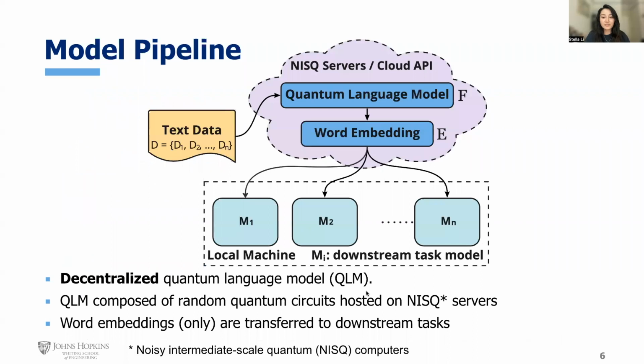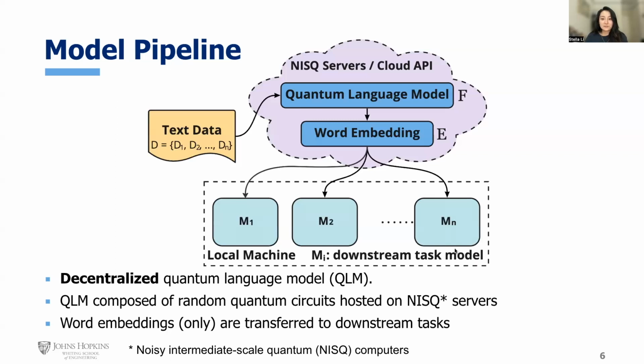This figure shows the overall pipeline of the decentralized quantum language model. We first start with the data on the classical side. The data is then encoded to the quantum states using various quantum encoding schemes, and then it is transported to the NISQ servers where the quantum language model is hosted.